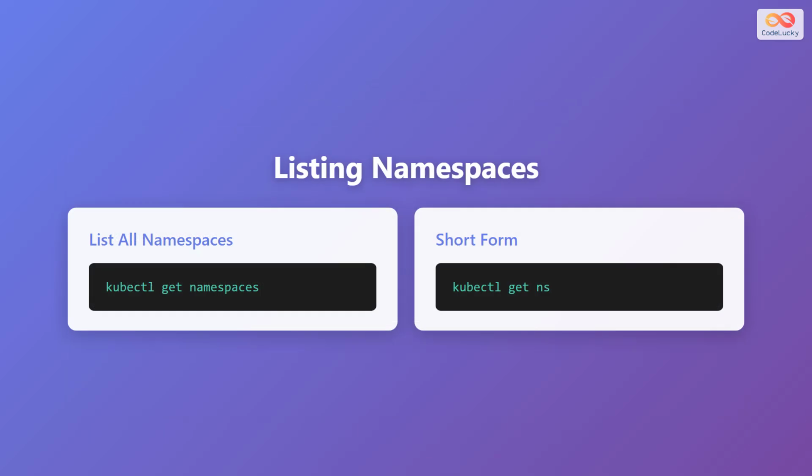Viewing all namespaces in your cluster is essential for understanding your cluster's organization. The kubectl get namespaces command displays a complete list of all existing namespaces. For convenience, Kubernetes provides a shorter alias, kubectl get ns. Both commands produce identical output showing namespace names, their status, and age. This is typically one of the first commands you'll run when working with a new cluster or troubleshooting resource issues, as it helps you understand the logical structure of your environment.